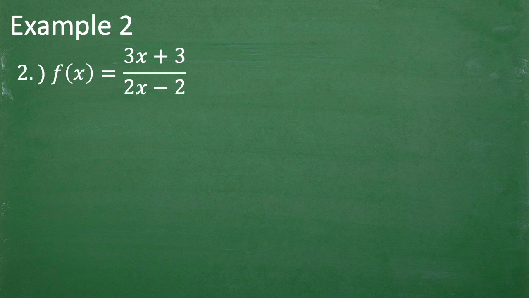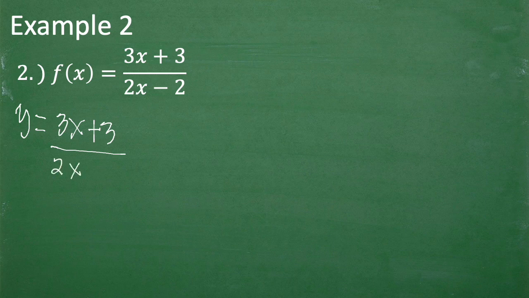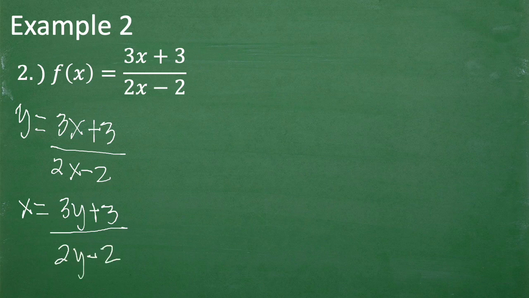Now let's take a look at example number 2, which is a rational function. So f of x becomes y equals (3x plus 3) divided by (2x minus 2). Okay, so let's interchange x and y. So we have x equals (3y plus 3) divided by (2y minus 2). And then simply cross multiply to get x times (2y minus 2) equals 3y plus 3.